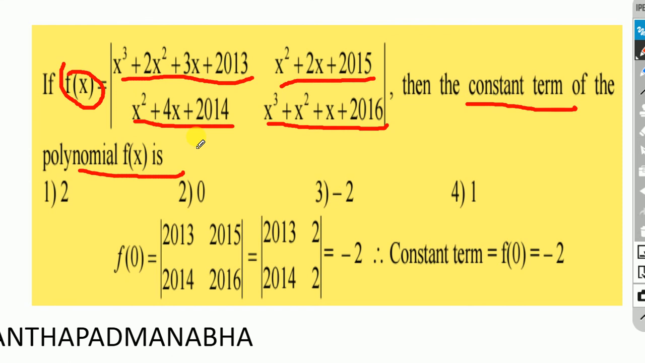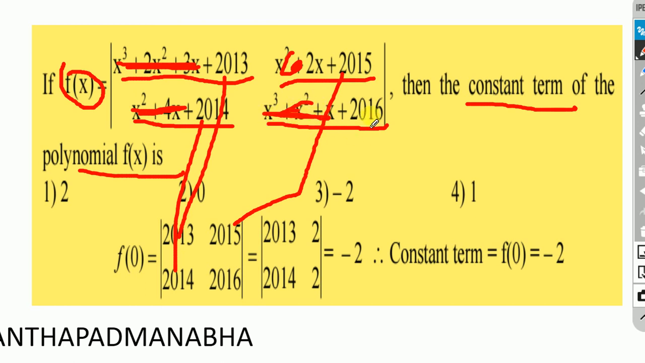As we need only the constant term, you can eliminate all the x terms and check. For that reason, in such problems we put x equal to 0. When you put x equals 0, this will be eliminated. I will get 2013, 2015 here. This is also eliminated, x square plus 4x has gone. I have 2014. This will also go, and I have 2016 here.